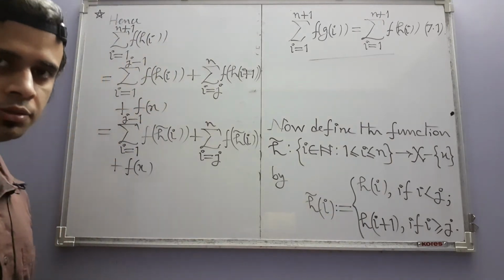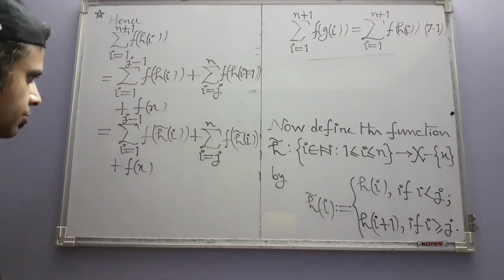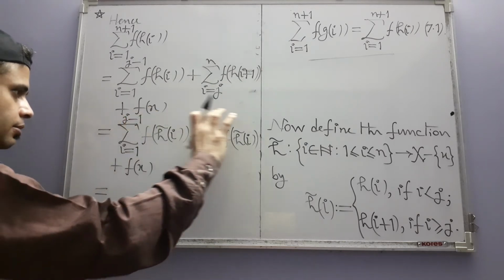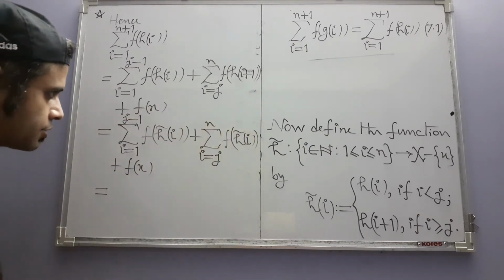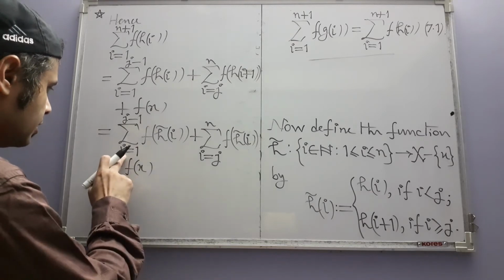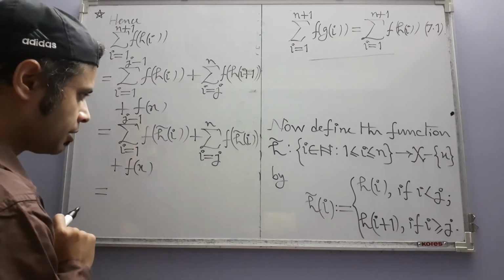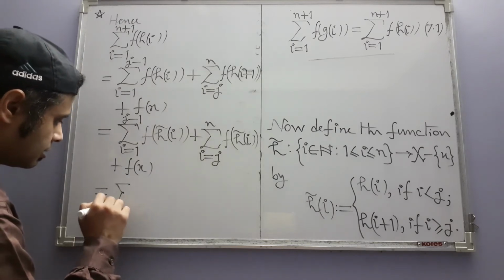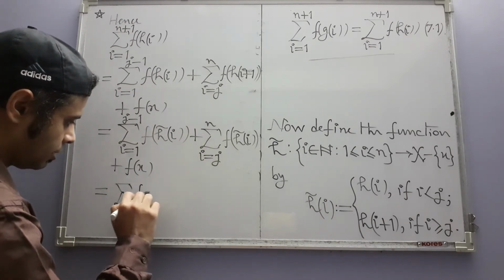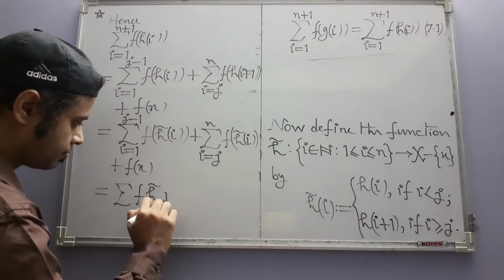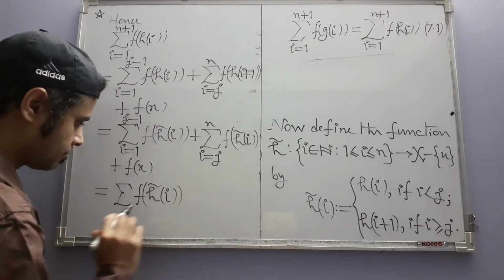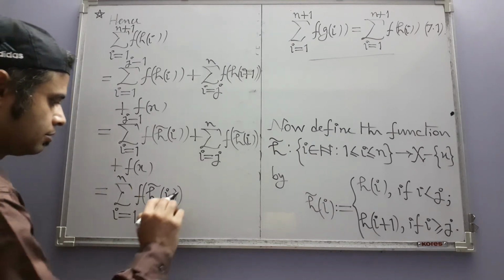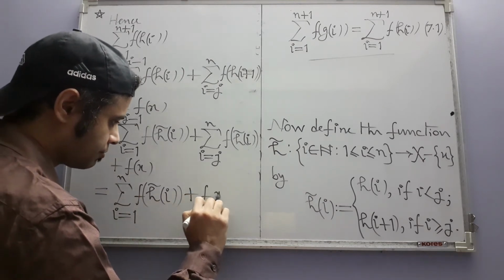Now you again use lemma 7.1.4 and you can write the sum of these two finite series, because here the index varies from 1 to j minus 1, here it varies from j to n, as a single finite series: f of h tilde of i, where i varies from 1 to n, plus f of x.